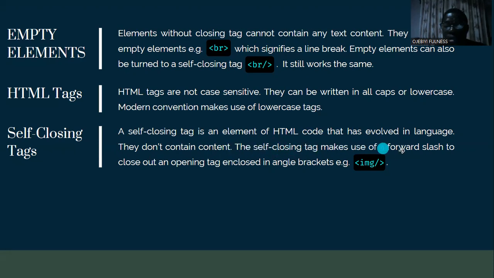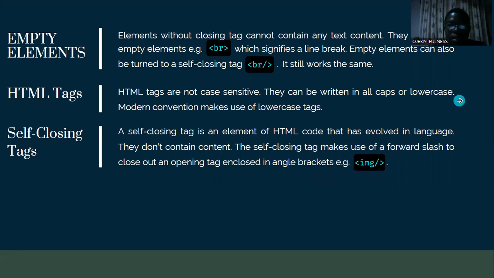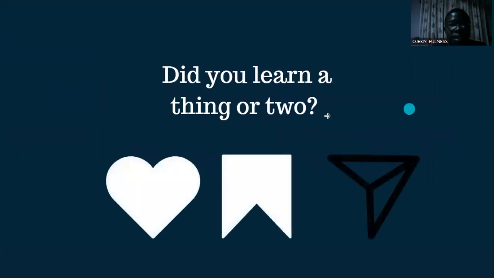The self-closing tag relies on the forward slash to close out an opening tag before the closing angle bracket. It's the same with the IMG. You can also write the IMG like this as an empty element, but I think it's better to write it this way as a self-closing tag. So IMG is for images. So I think that's that about that.